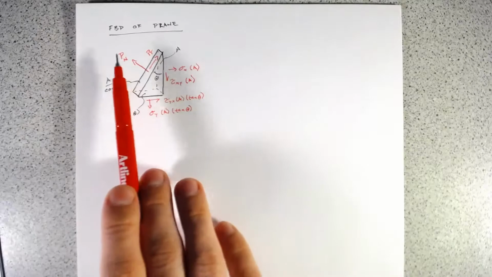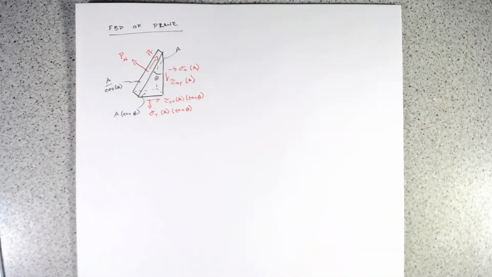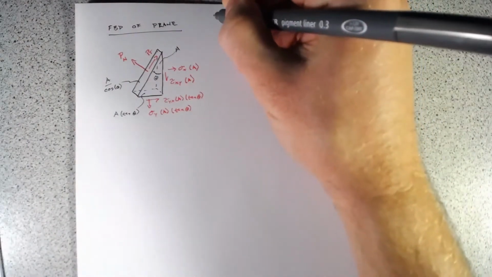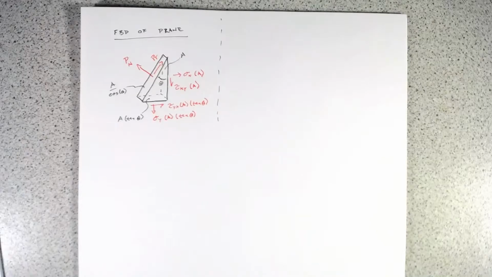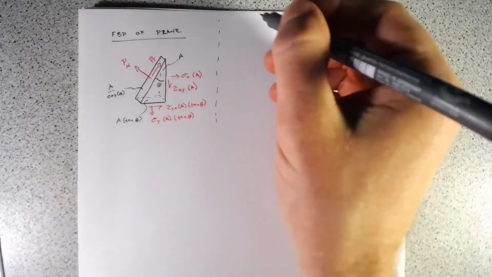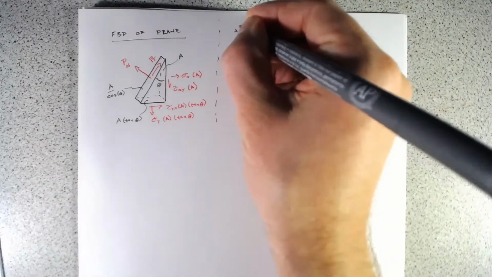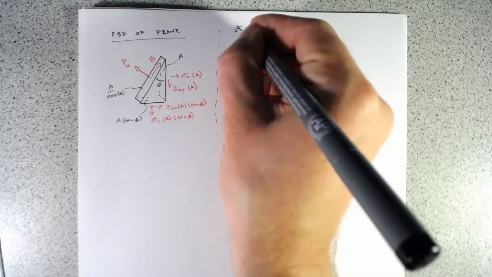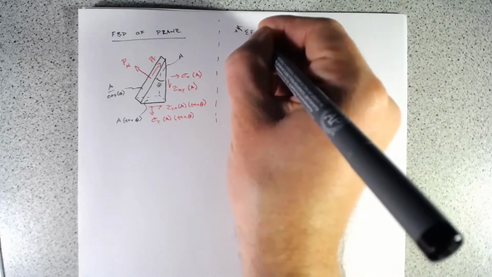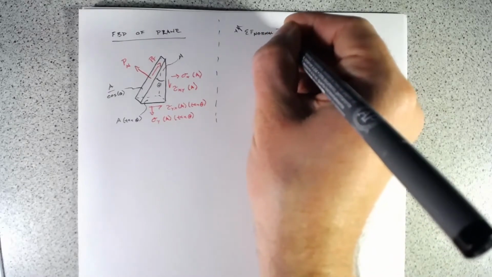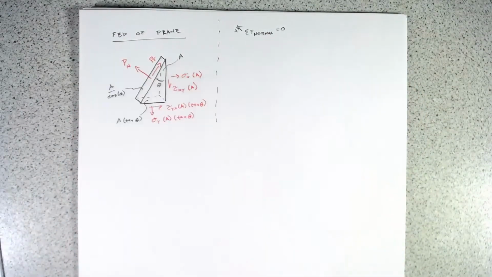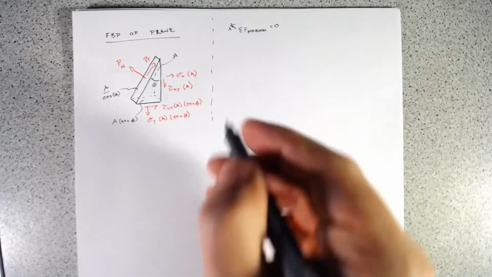If we want to solve for Pn and Pt, all we need to do is set up our equilibrium equations, so let's do that. We'll draw just this little line here to keep our calculations separate from our drawing, keeping things a little bit neater. And let's find the sum of the forces in the normal direction, and that equals 0. So this is normal to the cut of the plane.